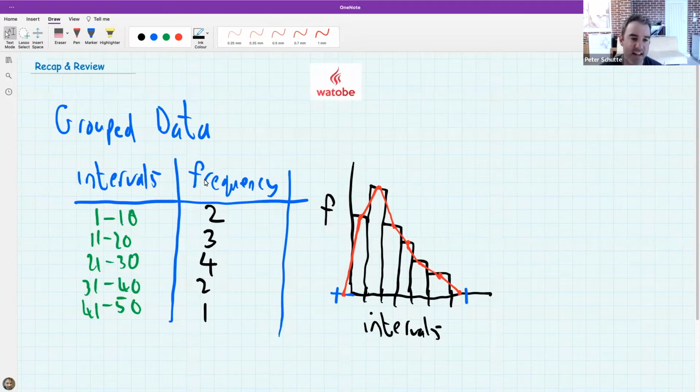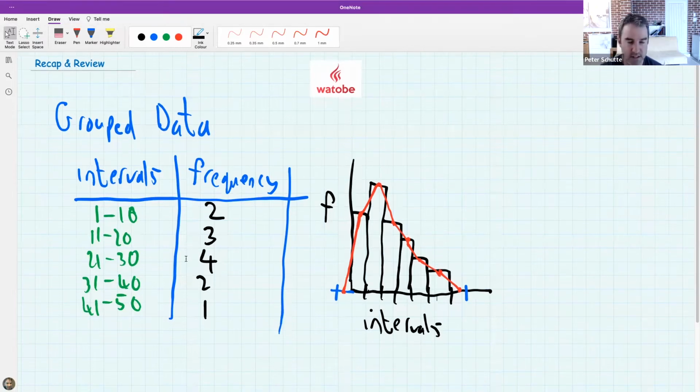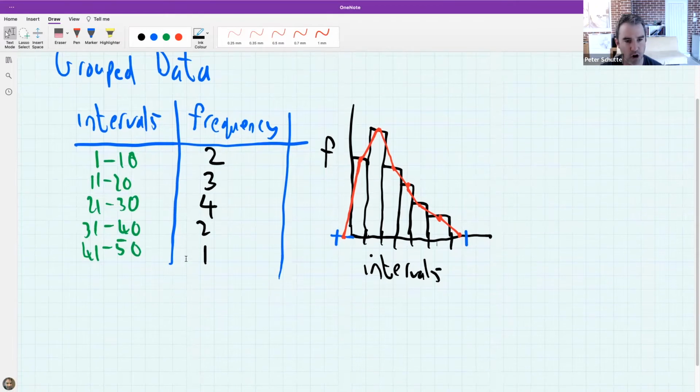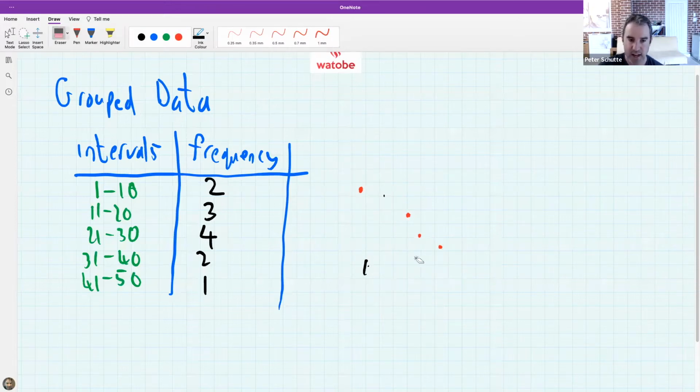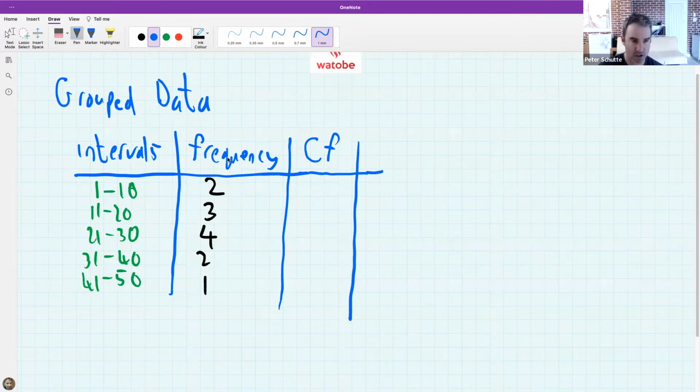Okay, so that was the last lesson that we did. And for the most part, it's a pretty straightforward graph. Now, in the lesson today, we're going to talk about something called an ogive, or a cumulative frequency table. Whenever we have to draw an ogive, there's a couple of differences. The one difference is we need to calculate the cumulative frequency column, in addition to the frequency column. And sometimes we'll even add another column for the point that we're going to plot on the ogive.